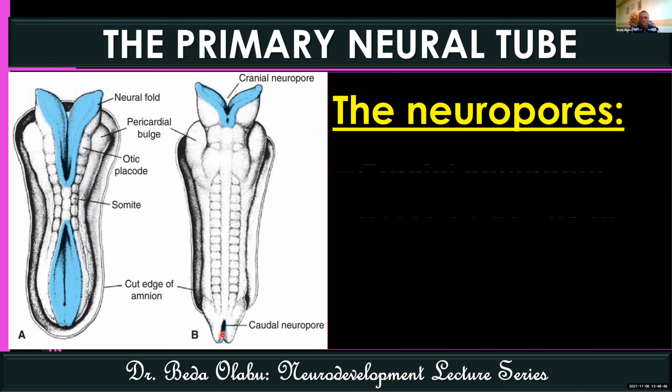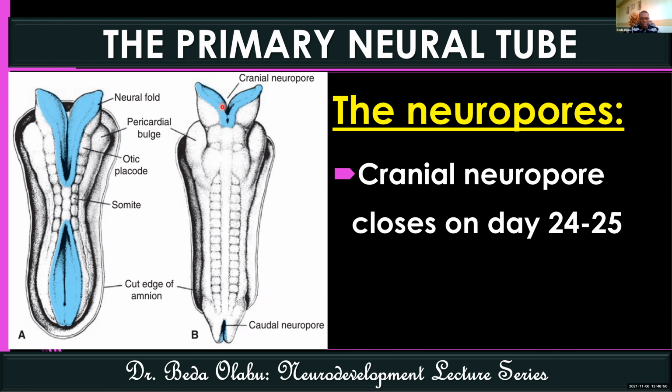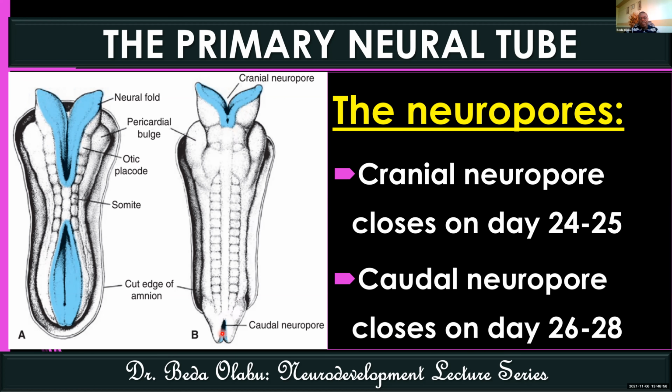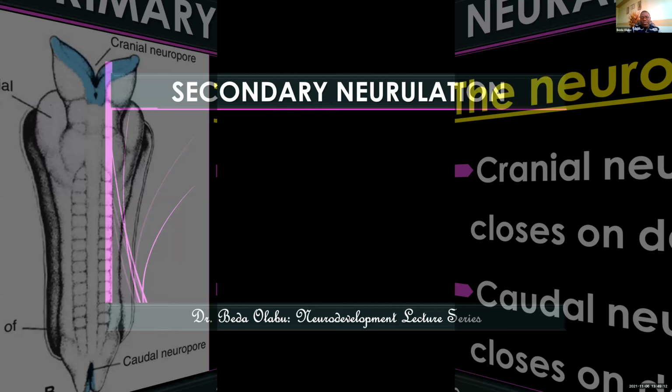The cranial neuropore usually closes a bit earlier, while the caudal neuropore closes about 2 to 3 days later. By the time the caudal neuropore closes, we've now gone to the end of the 4th week of human embryonic development. That is primary neurulation. How about secondary neurulation?